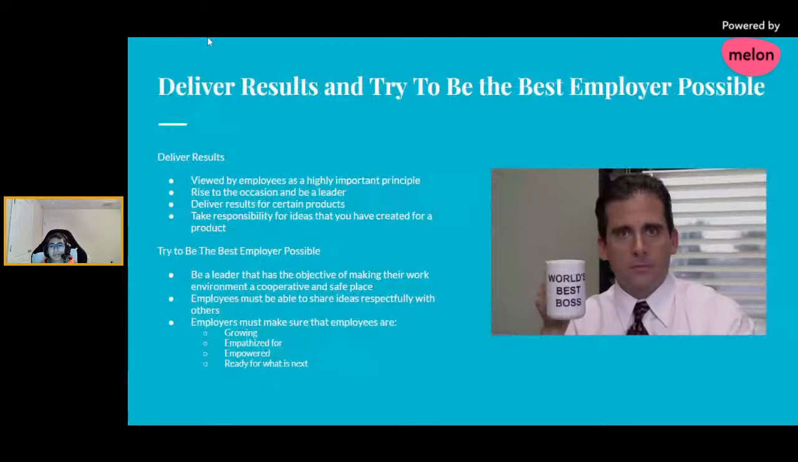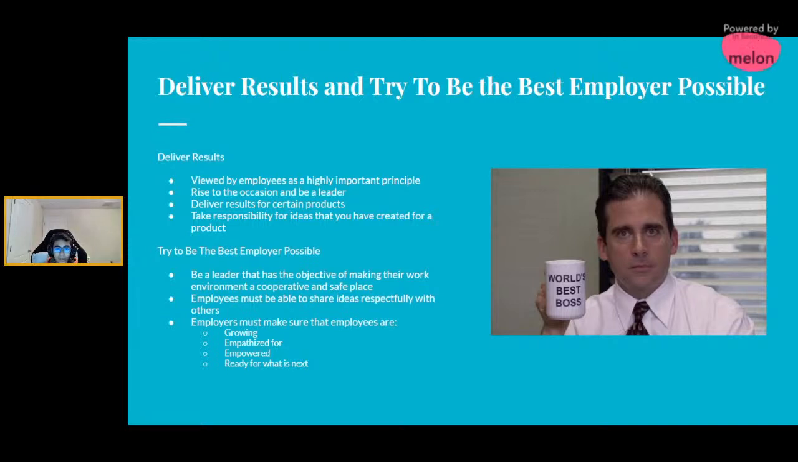Deliver results and try to be the best employer possible. Leaders delivering results is viewed by employees as a highly important principle. They have to rise to the occasion and deliver results for certain products. They also have to take responsibility for ideas.